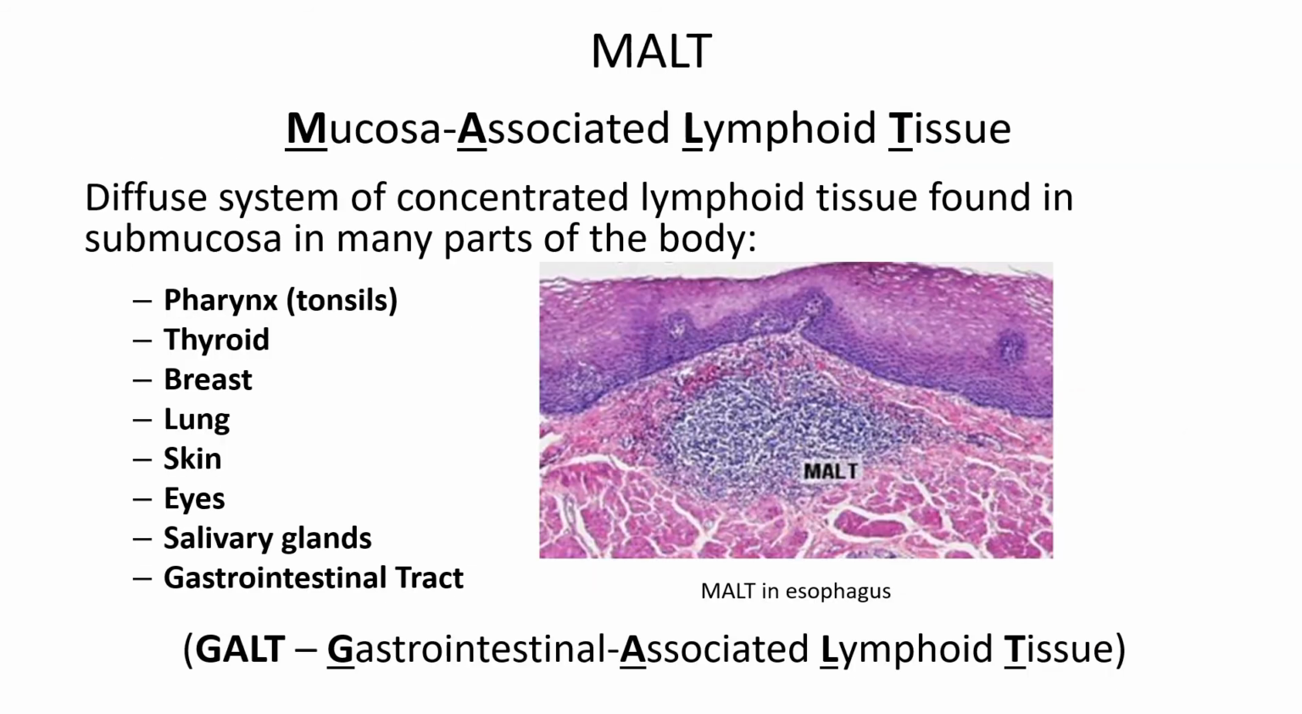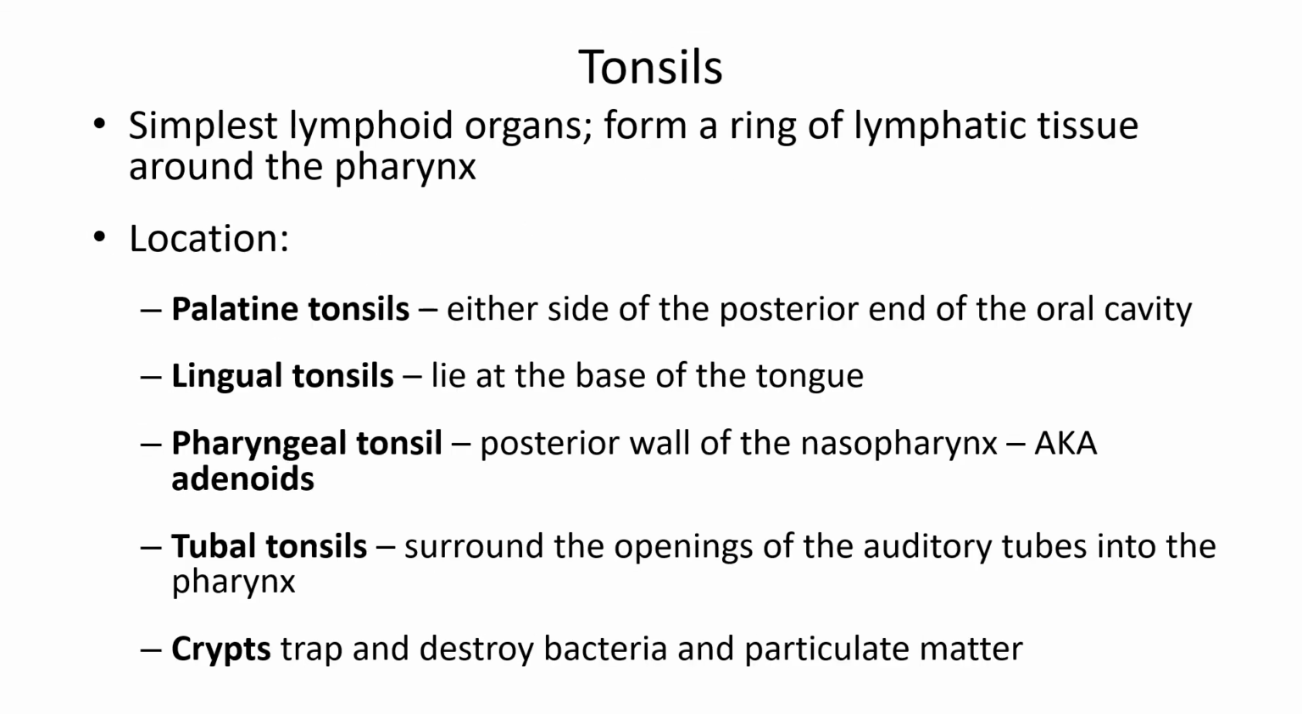Lymphoid tissue found within the submucosa of the digestive system makes up what's known as the MALT, M-A-L-T, mucosa-associated lymphoid tissue. As you might imagine, it's really important that your body protects you and your circulation from bacteria that are taken in when you eat food, because food contains a lot of bacteria, spores, and other potential pathogens.